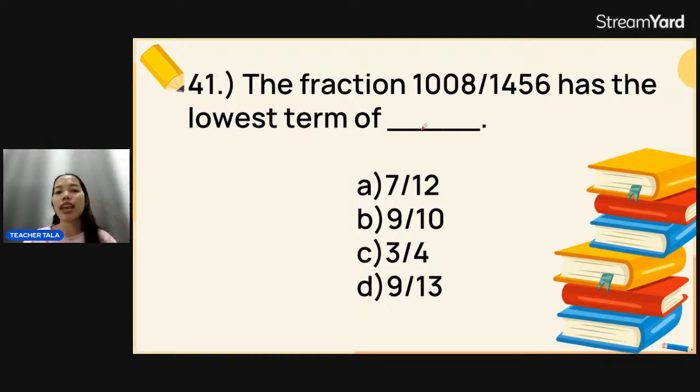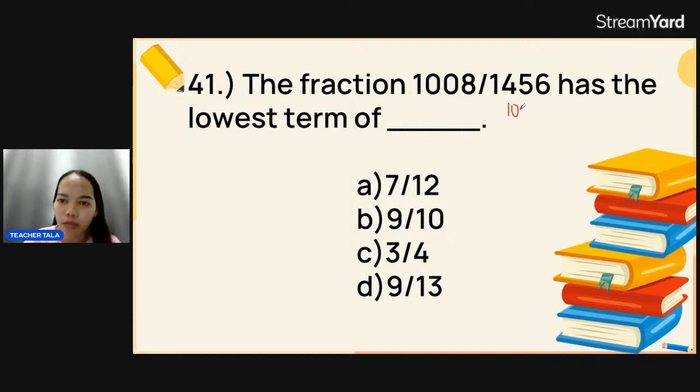Next, number 41. The fraction 1008 over 1456 has the lowest term of blank. So another lowest term. Here we won't use continuous division because the numbers are too big. I don't want to be almost at the end and then have to change methods because we can't find the common factor, especially if the prime numbers are already large. Okay, we're going to use the factor tree.